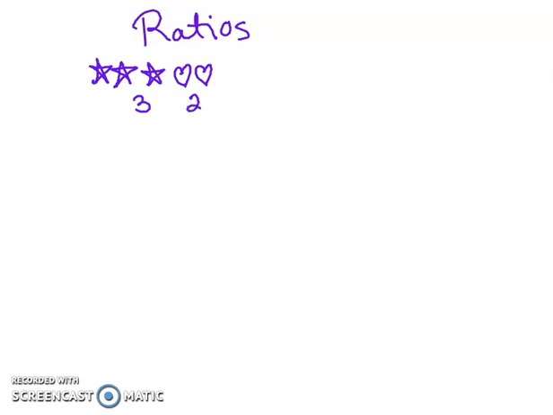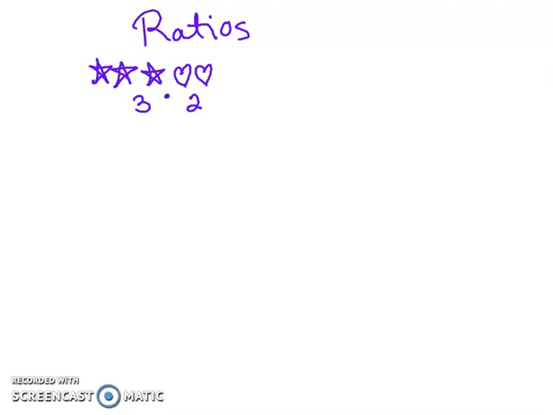All right, we're going to review ratios. So ratios just compare two different things. So for example, I can compare the number of stars I have to the number of hearts. Okay, so I have 3 stars and I have 2 hearts. I can write this a couple different ways.